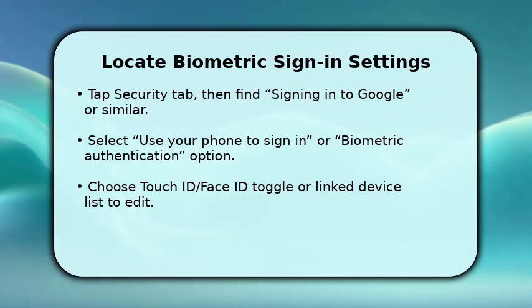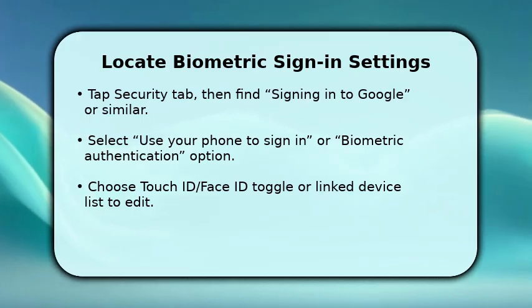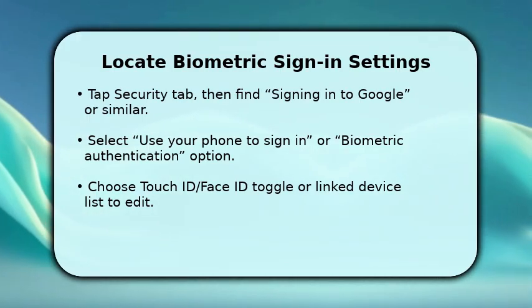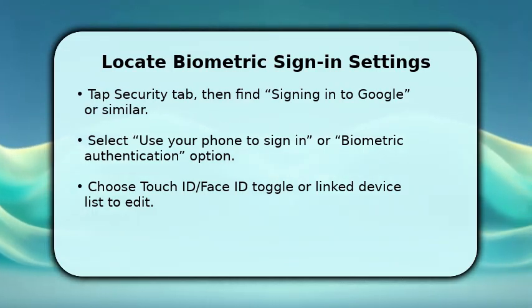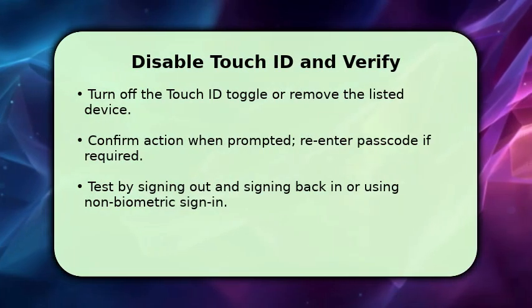Select the Touch ID entry or the device that lists biometrics and open it. This reveals a toggle. Now turn off the Touch ID toggle or remove the device from biometric sign-in. When prompted, confirm and re-enter your passcode to finalize changes.